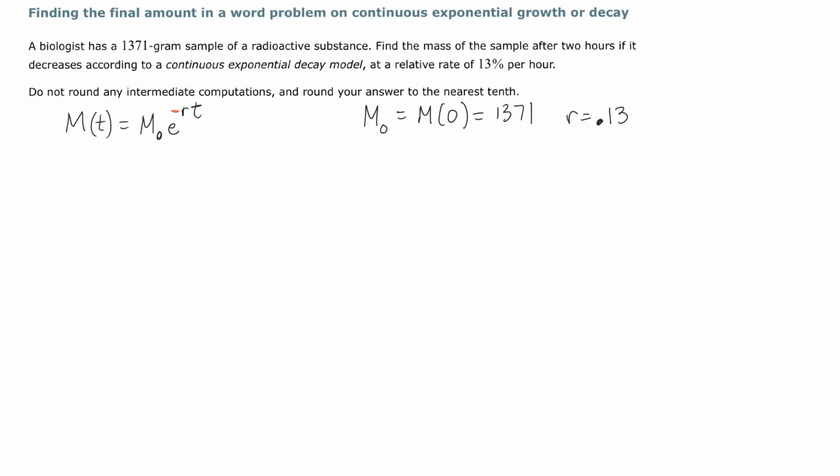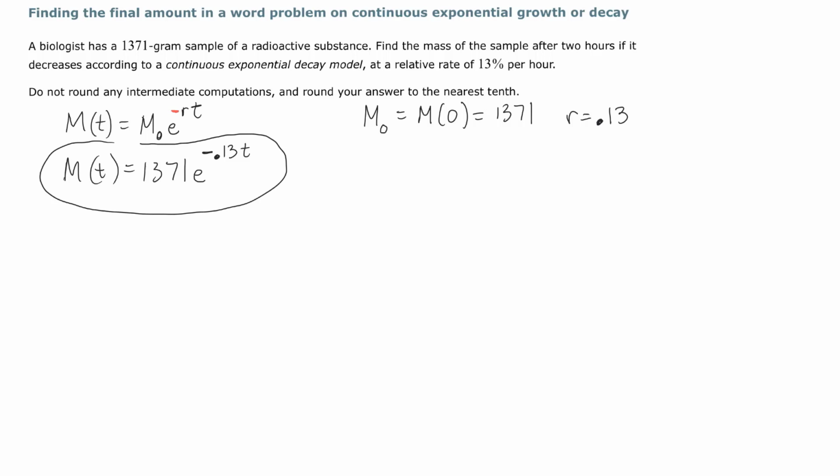Let's find our function. M of t is equal to 1371 multiplied by base e, negative decimal 13 times t. I'm going to circle this. This is really a key part of the problem. In many ways, it's more important than the answer.